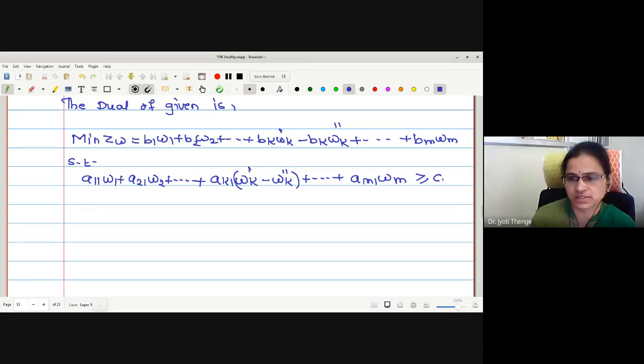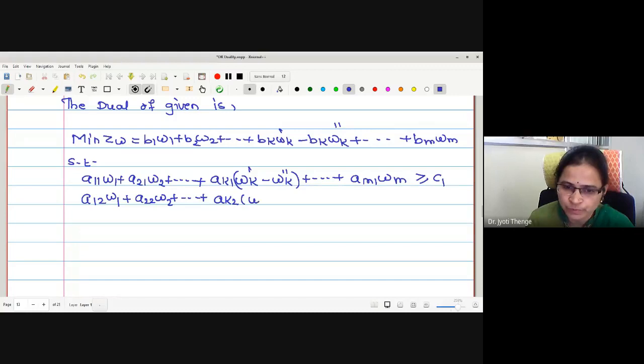Yes, it is C1. Okay, let me write the second one. What is my second constraint? A12 W1, A22 W2, and so on, AK2 WK dash minus WK double dash, and continue AM2 WM greater or equal to C2.